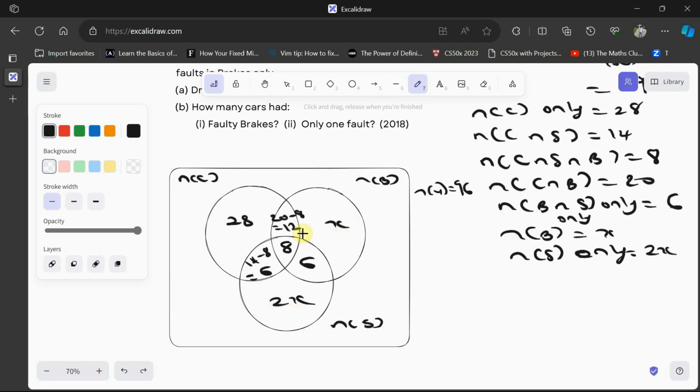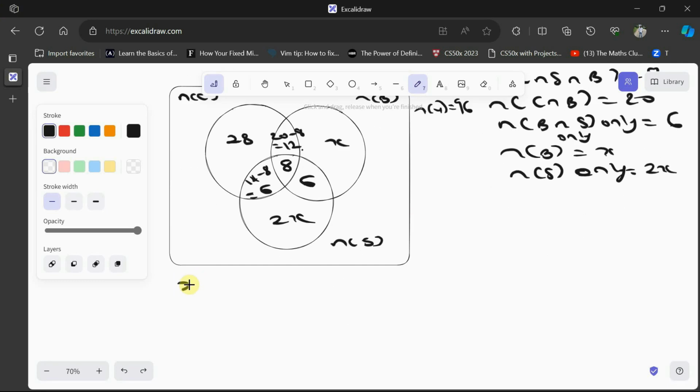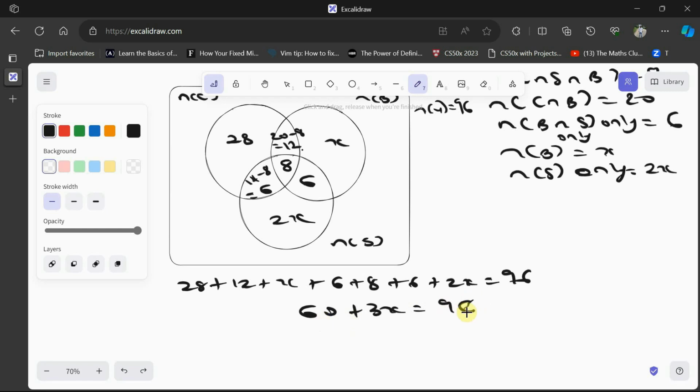Now if I add 28 plus 12 plus x plus 6 plus 8 plus 6 plus 2x, I should have 96, as we've been doing before. So let's do that: 28 plus 12 plus x plus 6 plus 8 plus 6 plus 2x, and that should give me 96. If I take out my calculator and solve this, I'm going to have 60. So 60 plus 3x is equal to 96. If I take this to the other side, I'll have 3x is equal to 96 minus 60, and our 3x will be equal to 36. So our x here is equal to 12, because if I divide both sides by 3, I get x equal to 12.